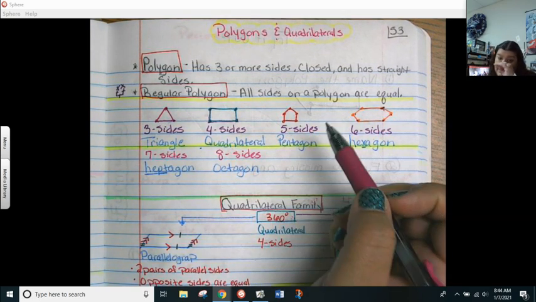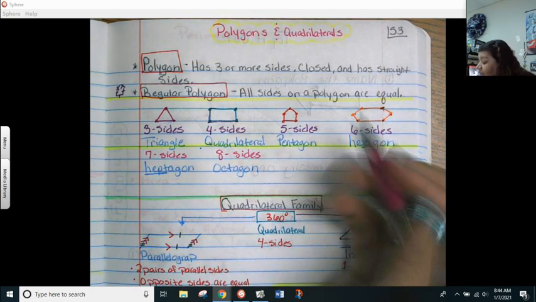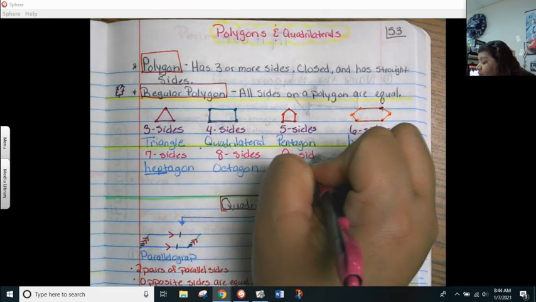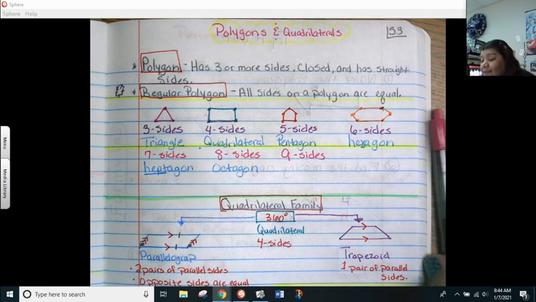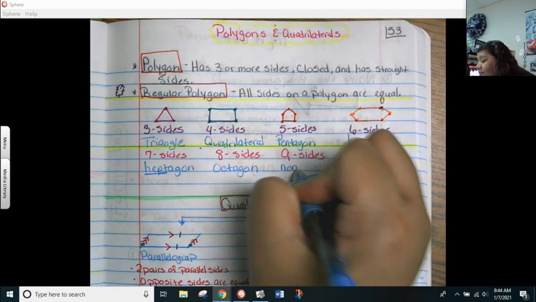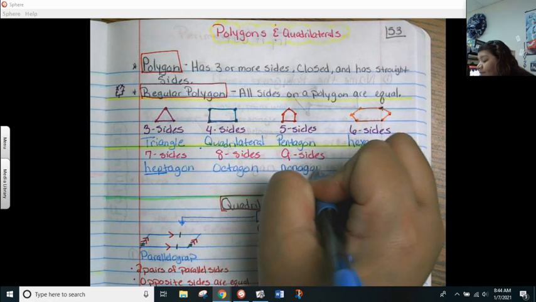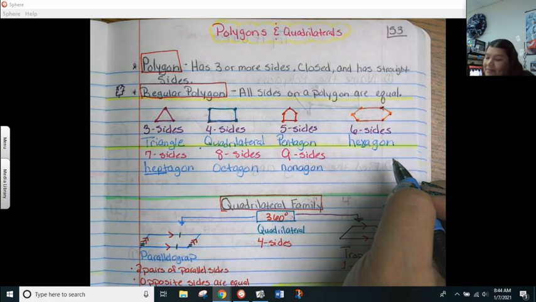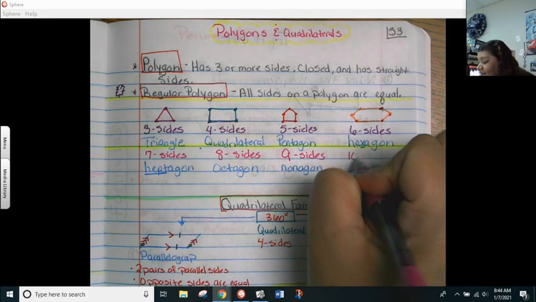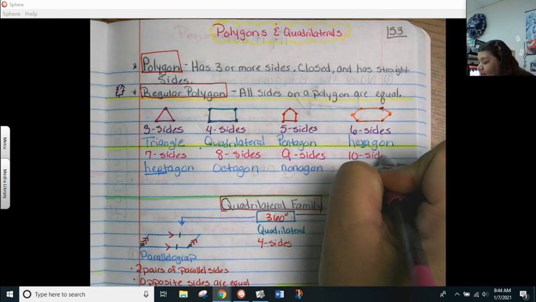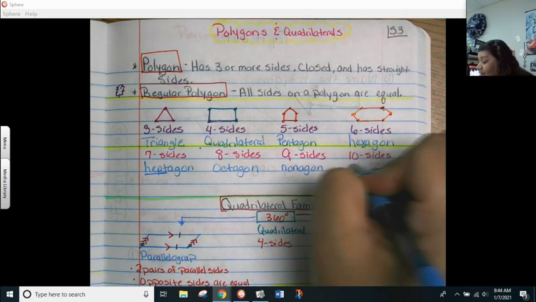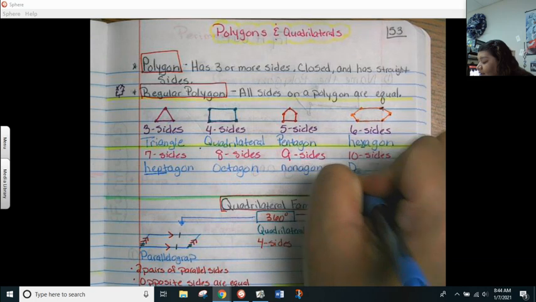We can keep going if we need to. The 9-sided figure. See if anybody knows that one. Let's see if you're right. The 9-sided figure is a nonagon. Nonagon. Did you get it right? How about our 10-sided figure? Anybody know that one? Decagon. Decagon.